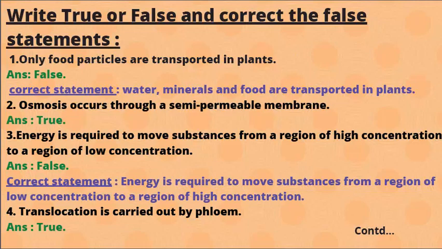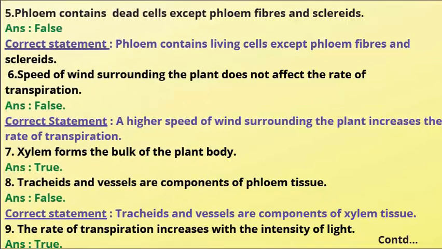Number 4, translocation is carried out by phloem. It is true, translocation is carried out by phloem. Number 5, phloem contains dead cells except phloem fibers and sclereids. Answer is false. Correct statement is phloem contains living cells except phloem fibers and sclereids, which means that in phloem tissue all the cells are living except phloem fibers and sclereids.